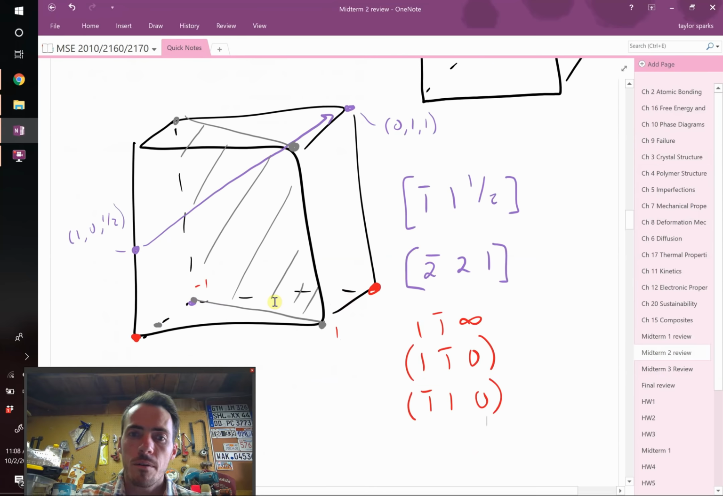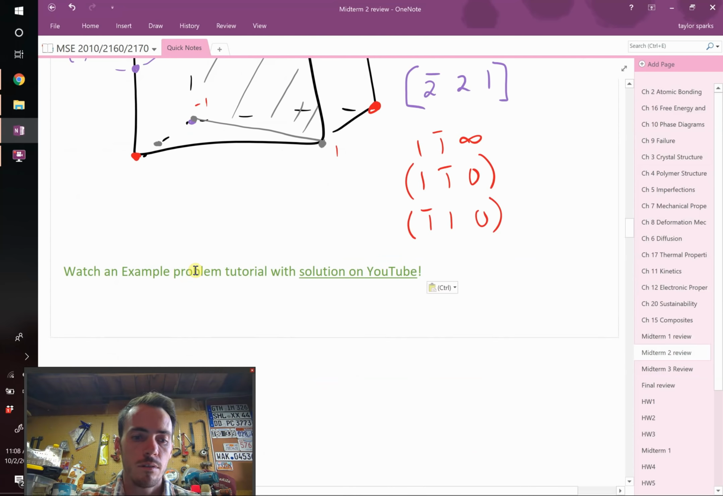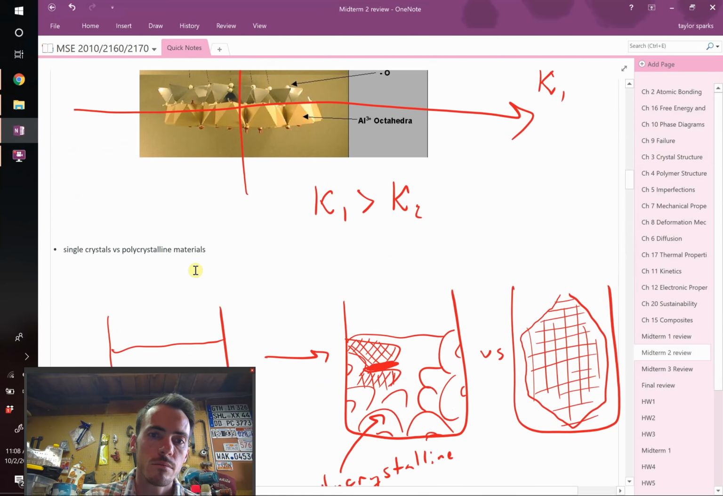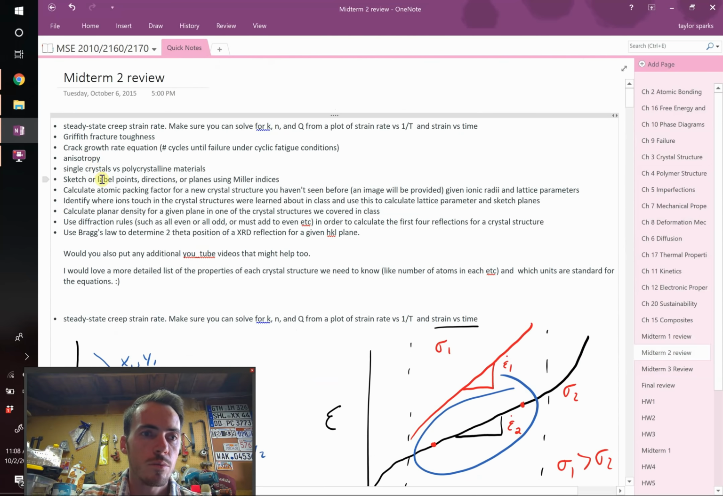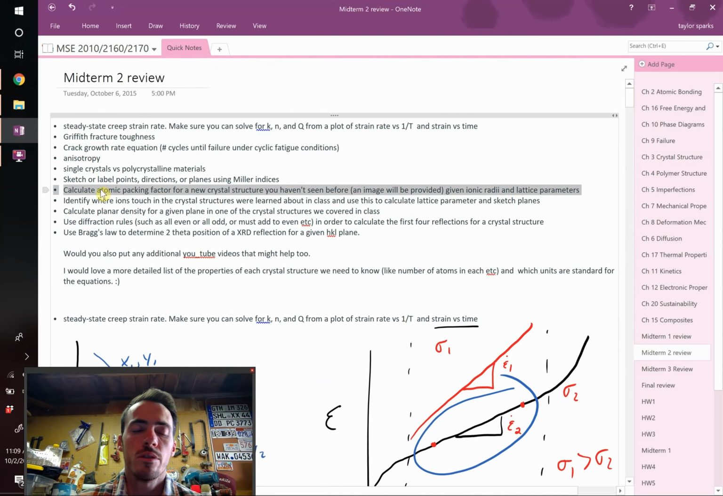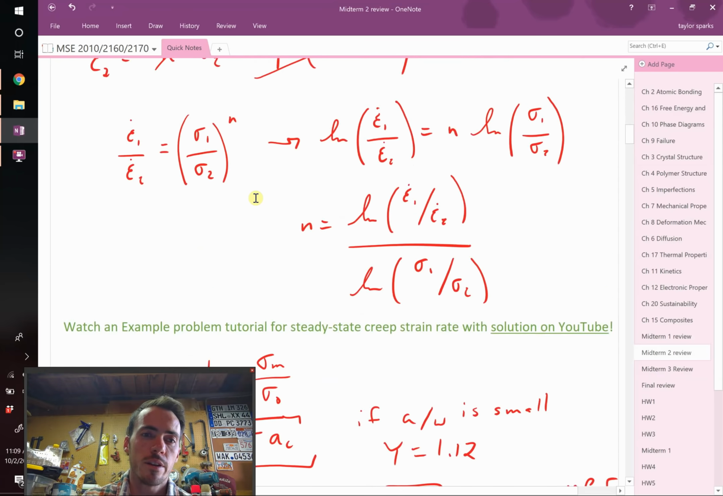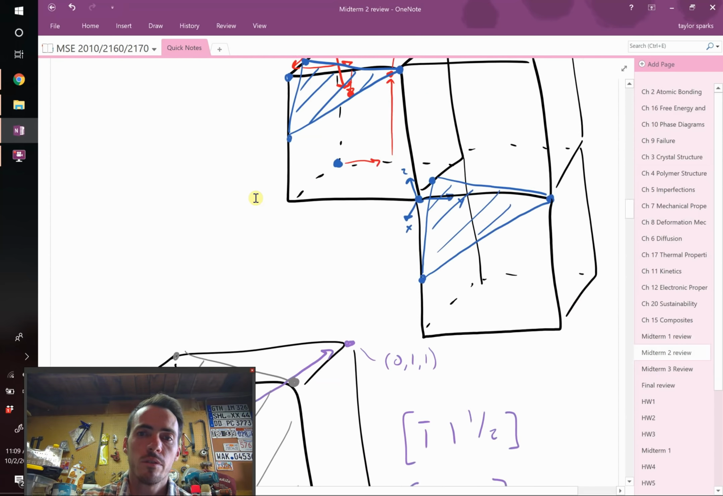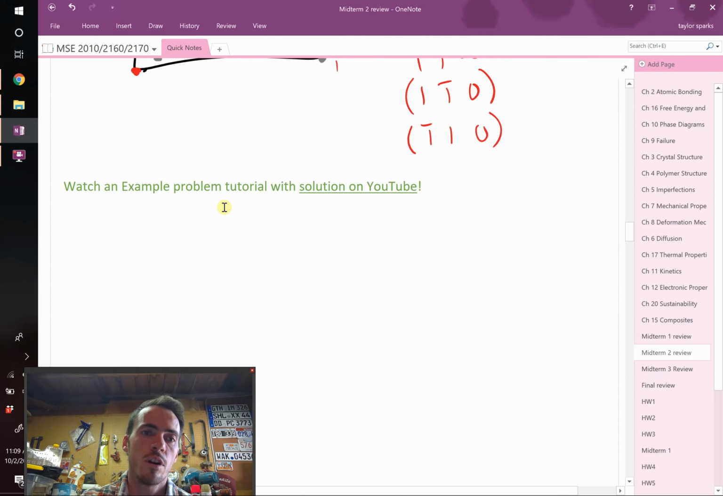Okay, continuing down our list. The next one was, calculate atomic packing factor for a new crystal structure that you've never seen before. An image will be provided if you were given the ionic radii and the lattice parameters. So this sounds scarier than it really is. Let's go ahead and do it. We want the atomic packing factor.